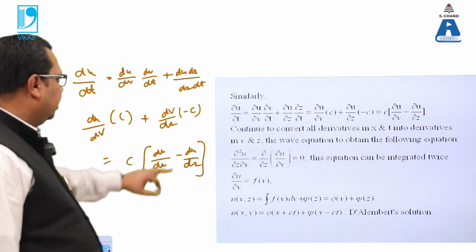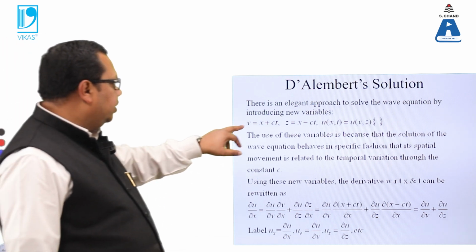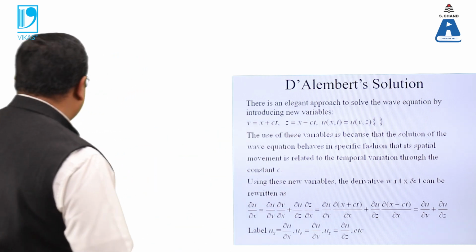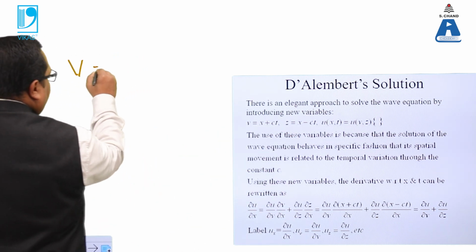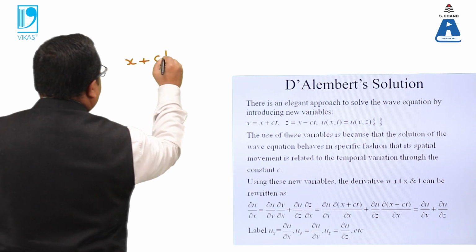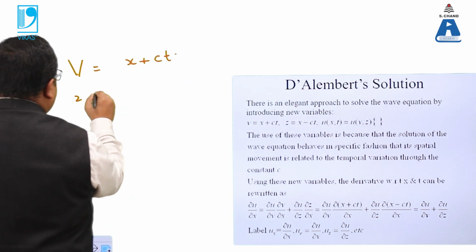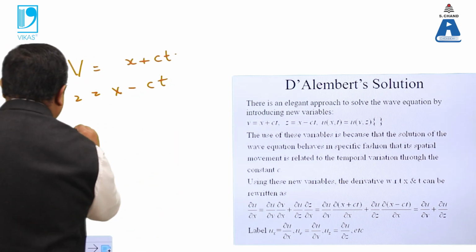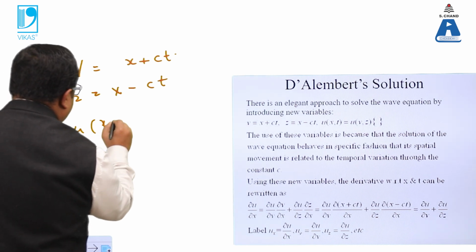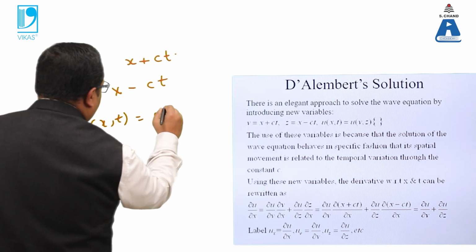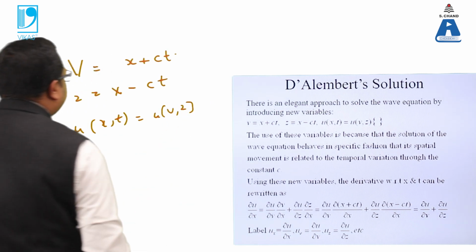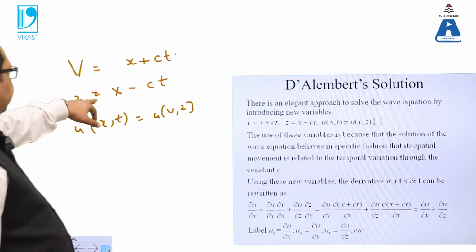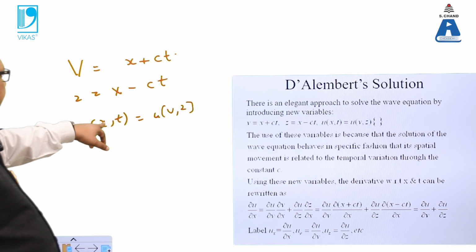In the previous slide, we clearly mentioned that v is equal to x plus ct and z is equal to x minus ct. So we have taken two variables here, v equals x plus ct and z equals x minus ct, and then we have to calculate u(x,t), which will be equal to u(v,z). So first we take the function v in terms of x, then v in terms of z, and then we calculate u in terms of x and t, which is u(v,z).